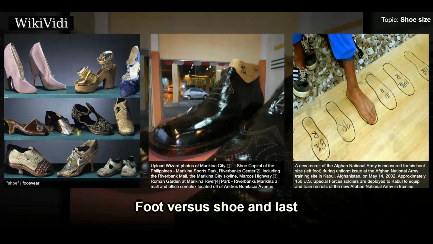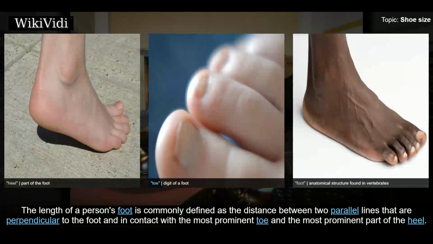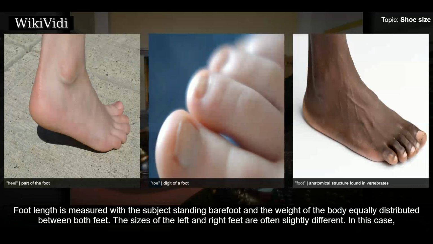Foot versus shoe and last. The length of a person's foot is commonly defined as the distance between two parallel lines that are perpendicular to the foot and in contact with the most prominent toe and the most prominent part of the heel. Foot length is measured with the subject standing barefoot and the weight of the body equally distributed between both feet. The sizes of the left and right feet are often slightly different.